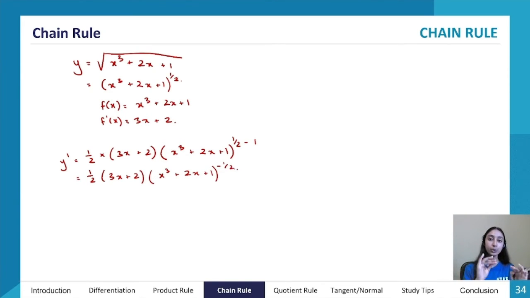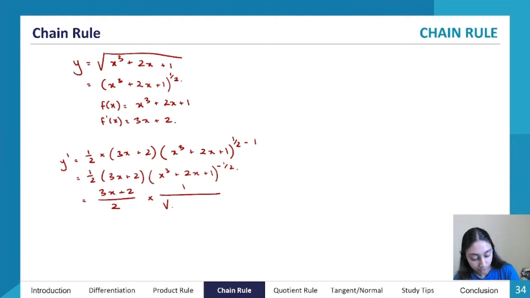Now, if I'm going to write this in my best mathematical manners, because they didn't give me to the power of a half and stuff like that, they gave me in my square root form, so I'm going to do the same thing. So negative a half power is basically 1 on root blah, blah, blah. So the way that this can be rewritten is, a half times, we'll go like this so that I can visualize it a bit better for you guys. So it's 3x plus 2 on 2 times 1 on root x cubed plus 2x plus 1.